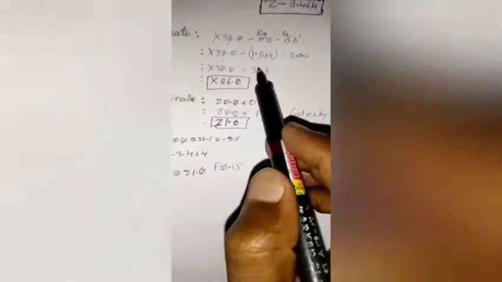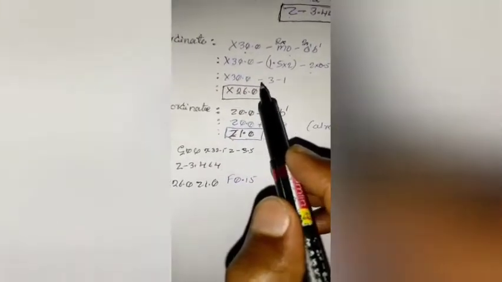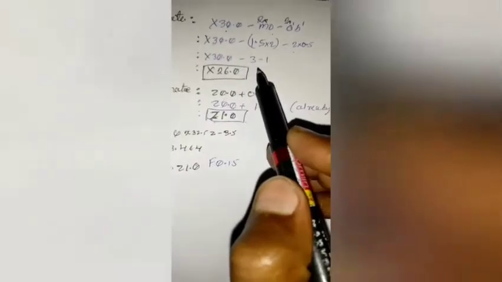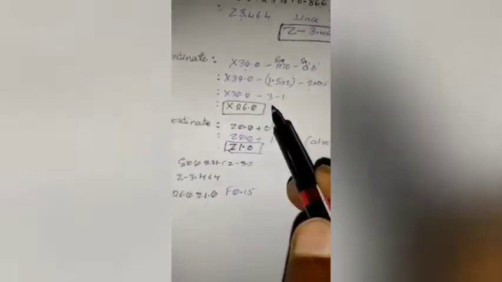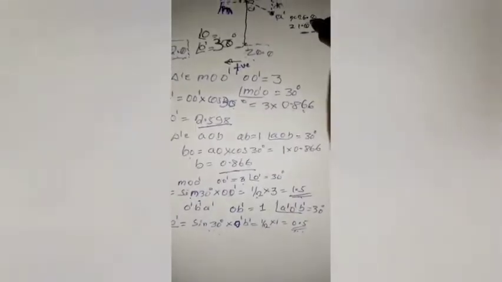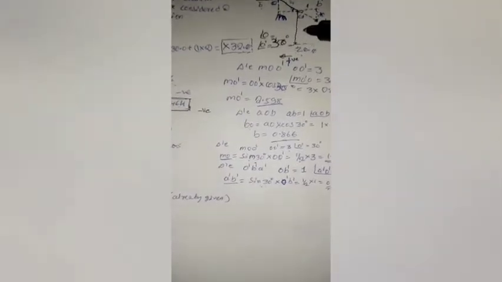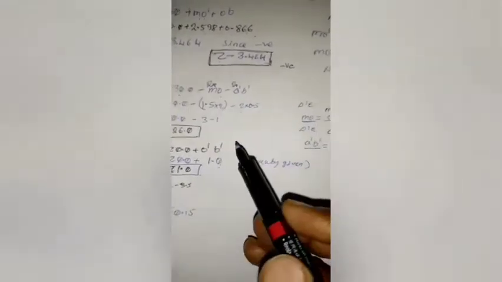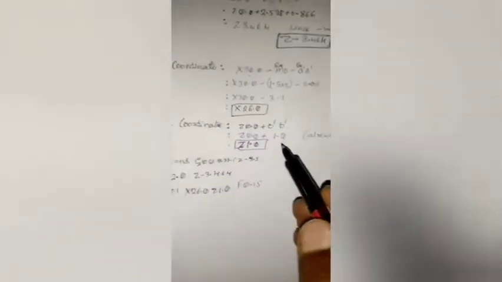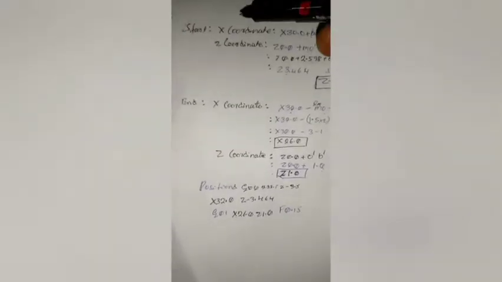So all these values are written here. X30 minus 3 minus 1, so I'll get X26.0. This value I'm going to write here, X26.0. Similarly, the Z coordinate. In order to find the Z coordinate, it is easy. I'll go to Z0.0, which is the origin position of this cutting tool. Then I have to add O'B', which is 1, so Z will become 1.0.